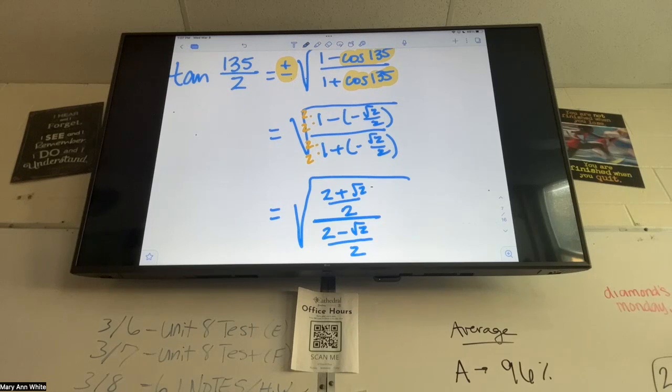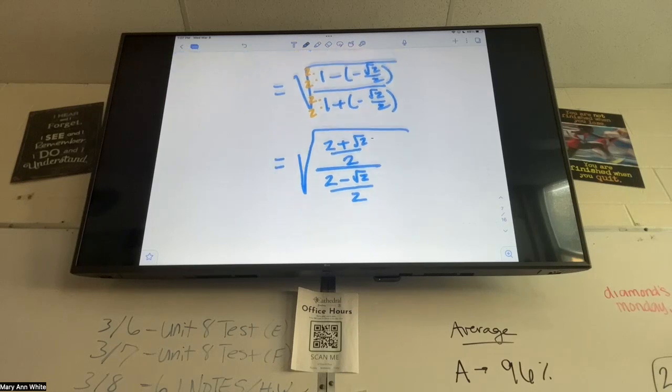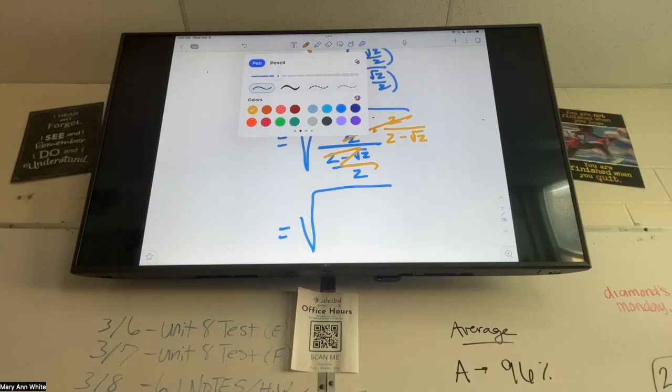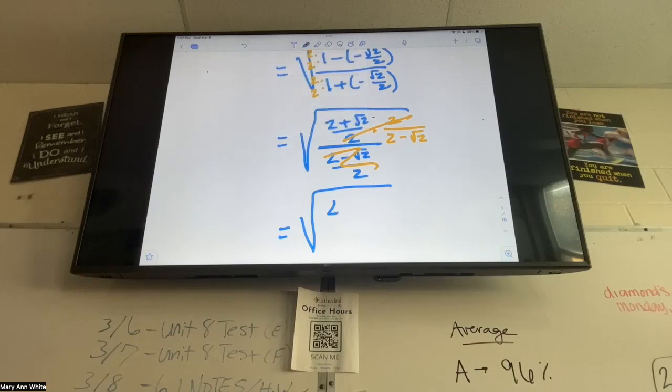I really think I just need one more step. Some teachers might have you go farther, but based on where we are this year, I'm not really that worried about simplifying much more than that. Let's multiply by the reciprocal, so let's multiply by 2 over 2 minus root 2. And notice that my 2's cancel. So I'm just left with 2 plus root 2 over 2 minus root 2. Technically, we could keep going, but I think that's enough simplifying for us at this point.